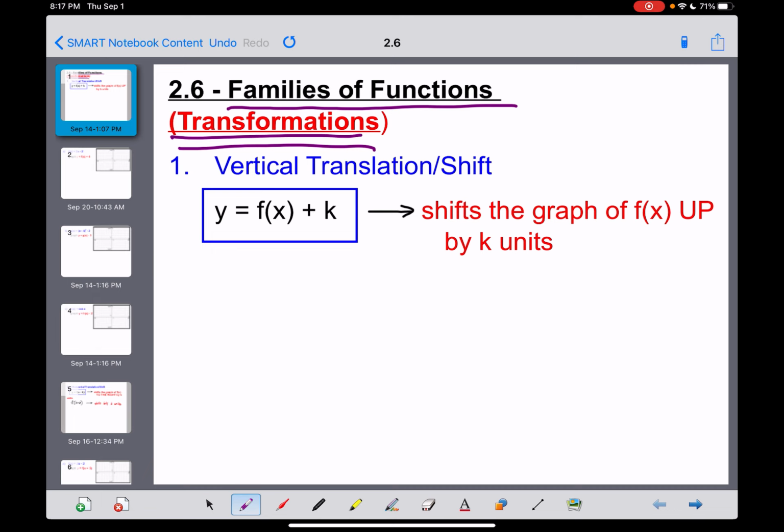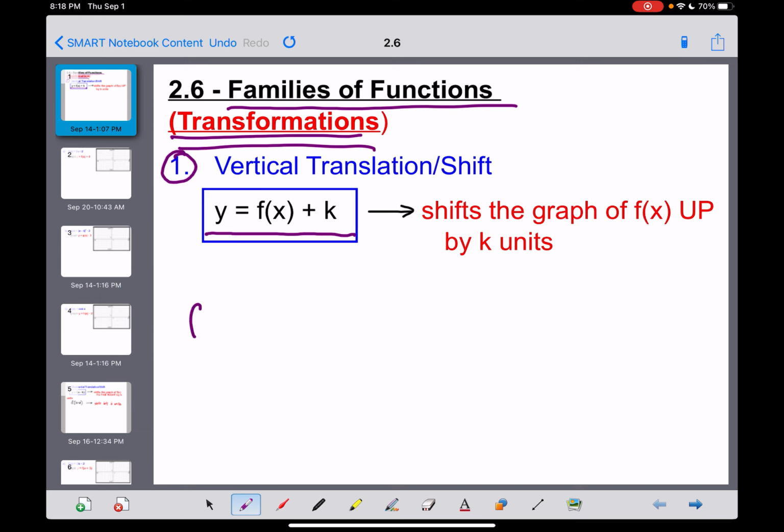So we're going to talk about, I believe, 5 different ways of doing transformations of graphs, and the first one we're going to start with is called a vertical translation or a vertical shift. And what that is going to look like here, and I'll explain this in just a minute, is this. Y is equal to f of x plus k.